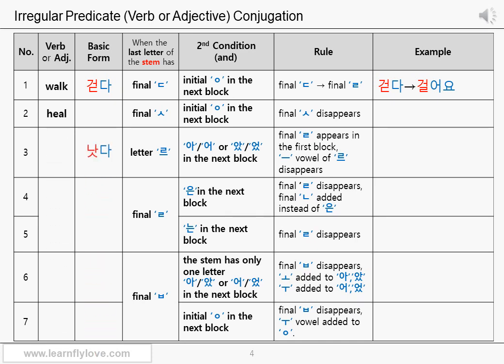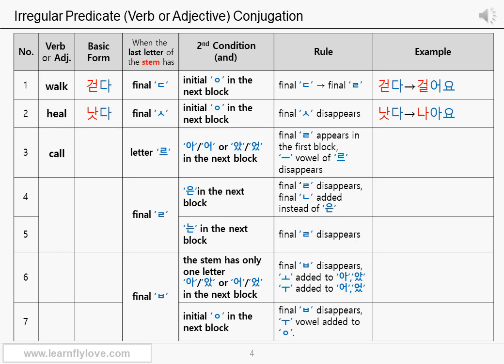Let's see the next one. Heal. It's a verb. It's 낫다 in Korean. The stem is 낫, and it has ㅅ consonant, which sounds like the romanized alphabet T, as a final. When the last letter of the stem has final ㅅ consonant, and the following block has initial 으, the empty consonant, the final ㅅ consonant in the stem disappears. That's it. It just disappears. So when the stem 낫 combines with 아요 sound, because 아요 also has initial empty consonant, the final ㅅ consonant disappears and it becomes just 나아요 instead of 낫아요. Okay? Don't think too much, just nod your head twice and keep moving.